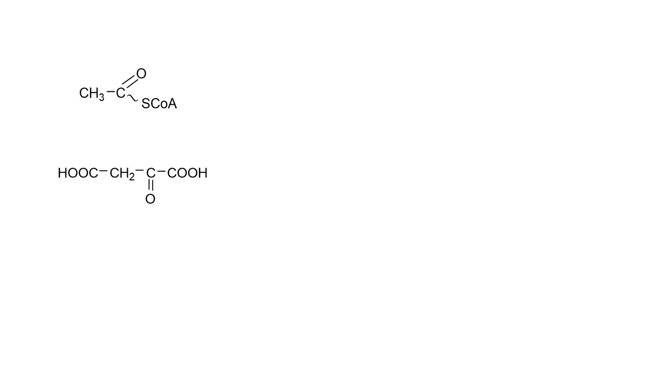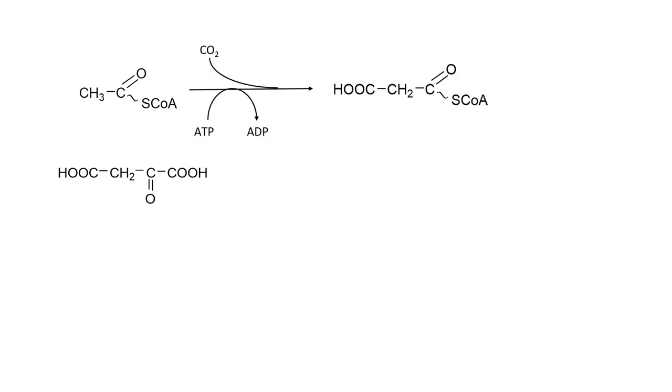Malonyl coenzyme A is required for fatty acid radical elongation, and it forms from acetyl coenzyme A under the biotin-dependent enzyme acetyl coenzyme A carboxylase. The reaction is conjugated with ATP spending.